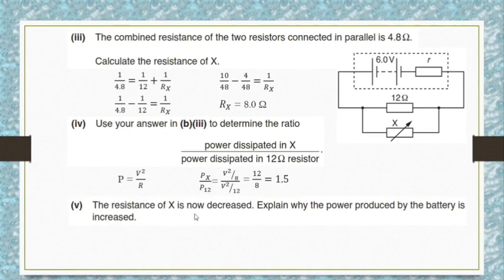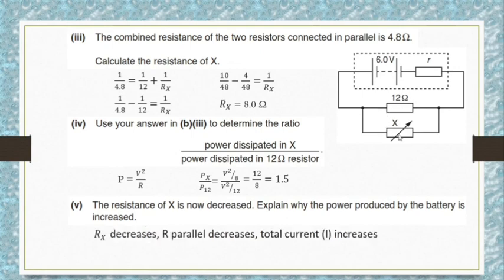The resistance of X is now decreased. Explain why the power produced by the battery is increased. Now, we will see that when X is decreased, the total resistance will decrease. So the total current flowing will increase because the total resistance decreases. And because the power of the battery is V times I, and this I increases, the power will also increase.